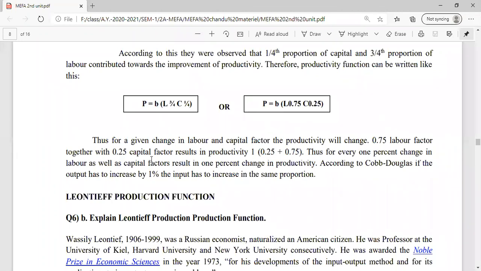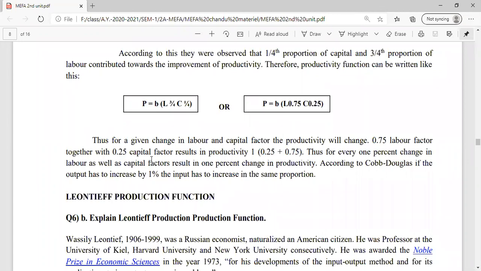A 0.75 labor factor together with a 0.25 capital factor results in the productivity of 1. Do you get now? To improve the productivity by one factor, say for example to improve the productivity by 100%, we have to improve the capital by 25% and also the labor by 75%.